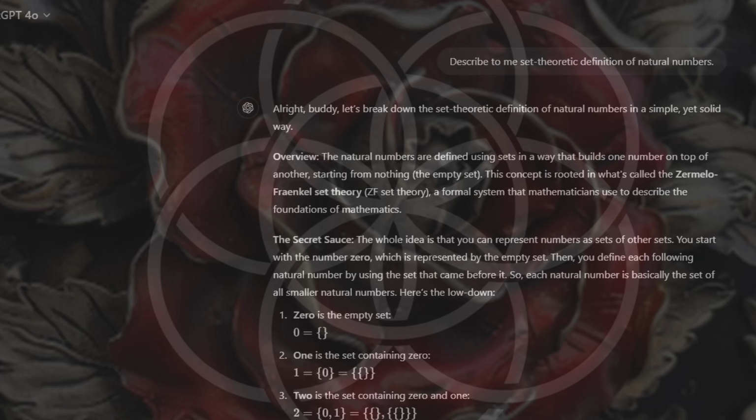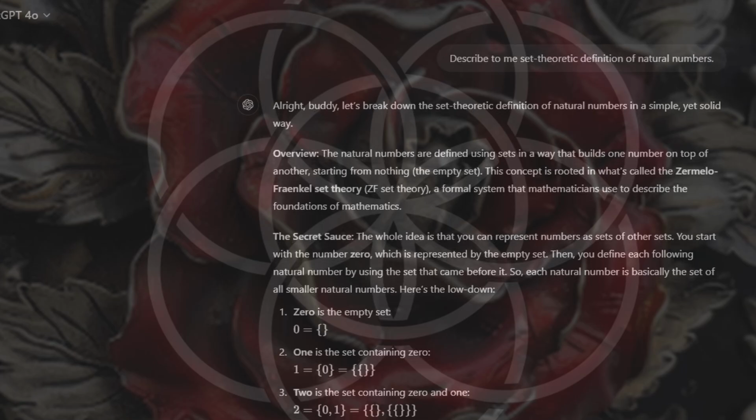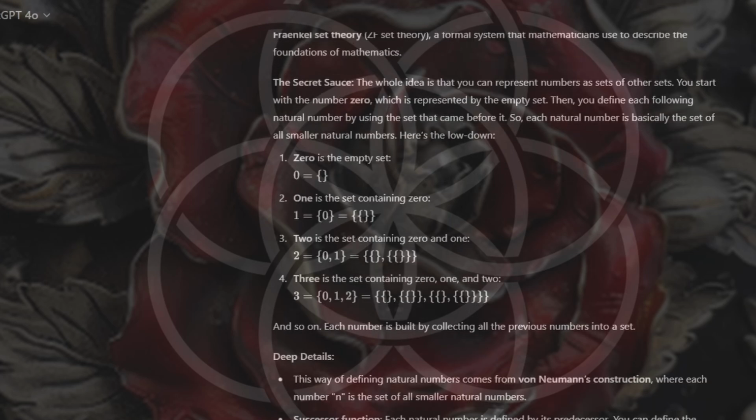All right, buddy, let's break down the set-theoretic definition of natural numbers in a simple yet solid way. Overview. The natural numbers are defined using sets in a way that builds one number on top of another, starting from nothing, the empty set. This concept is rooted in Zermelo-Fraenkel set theory, ZF set theory, a formal system that mathematicians use to describe the foundations of mathematics.